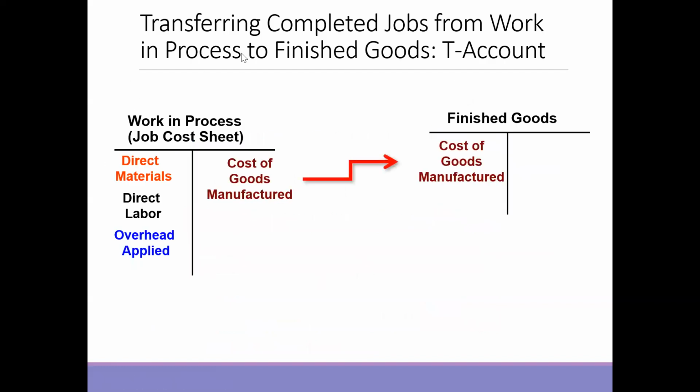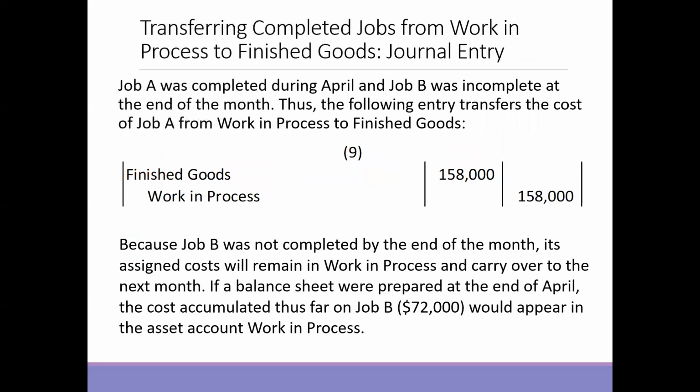So you see, once the job is complete, we take it out of the work in process and we transfer it to another inventory account called finished goods. Those are truly the items we have manufactured during the period. Job A was completed during April, but job B wasn't completed during April. So job B still is in work in process, right?